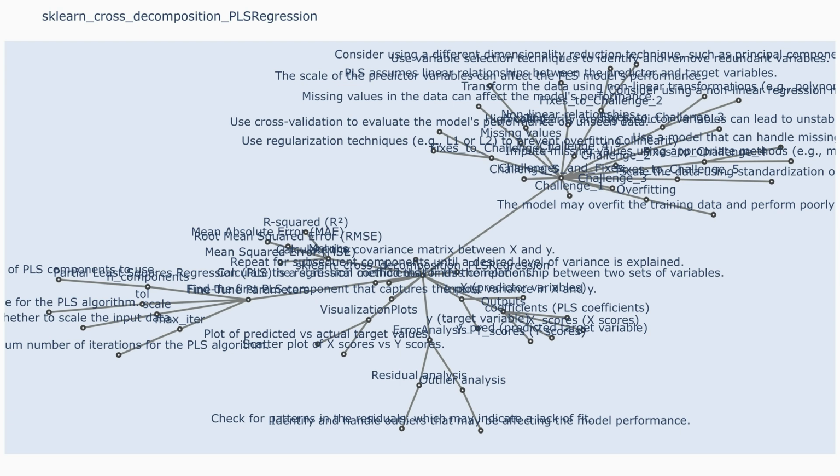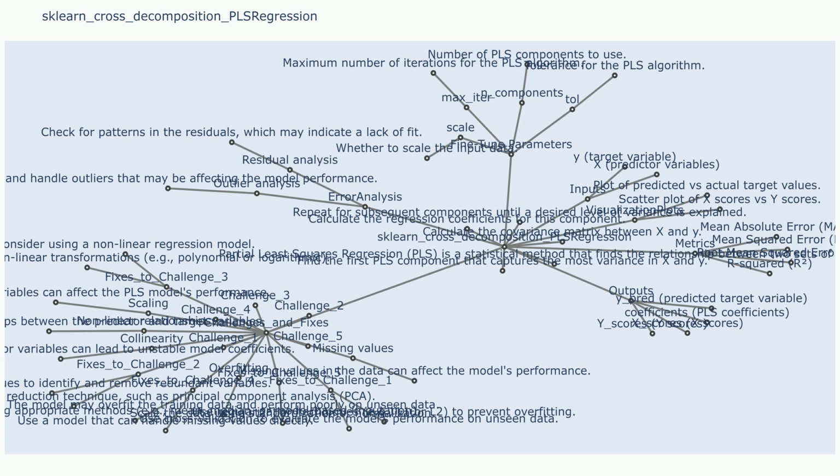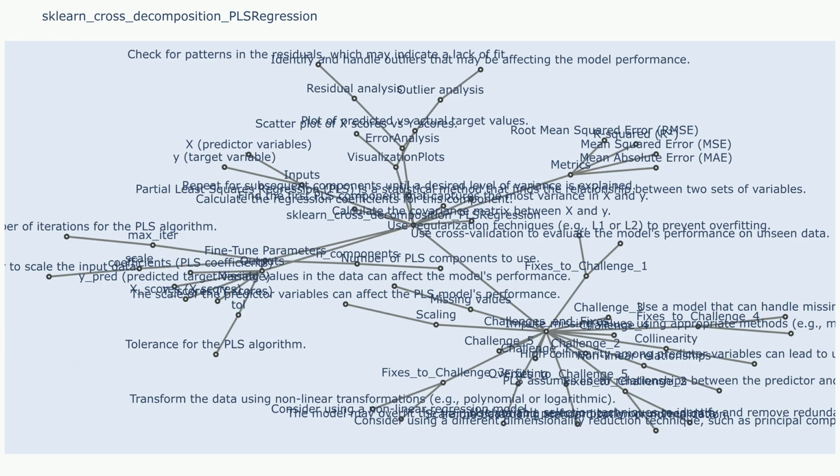sklearn, cross-decomposition, PLS regression. Description: PLS regression is a supervised dimensionality reduction technique that finds latent variables, or components, in both the predictor X and response Y variables, aiming to explain the maximum covariance between them. It differs from principal component regression, PCR, by using the information from both X and Y for component extraction, leading to better prediction when the variables are highly correlated.